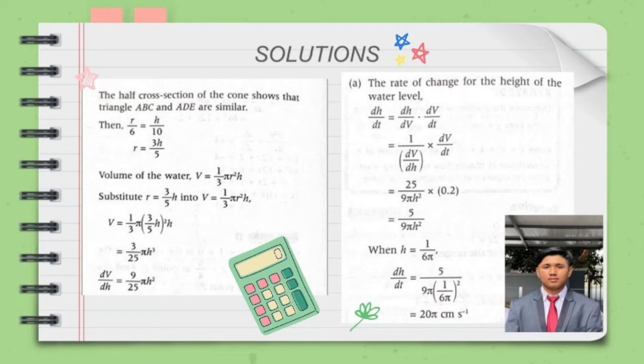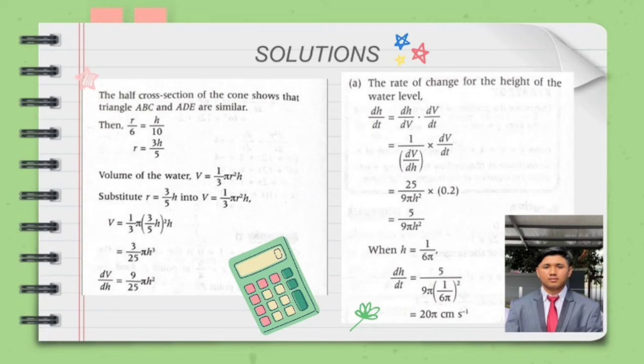So now we're going to use the chain rule, because we have two values, which are the value of dv over dh and the value of dv over dt. So now we just need to substitute it into the equation, which is dh over dt equal to dh over dv times dv over dt. So now we have a new problem.